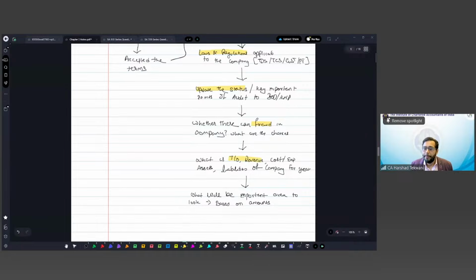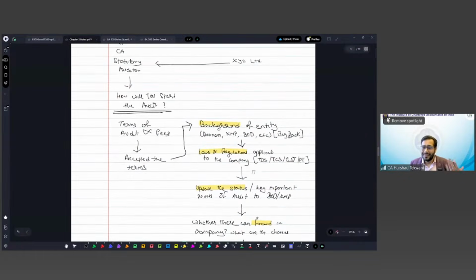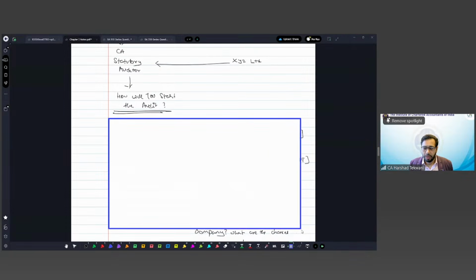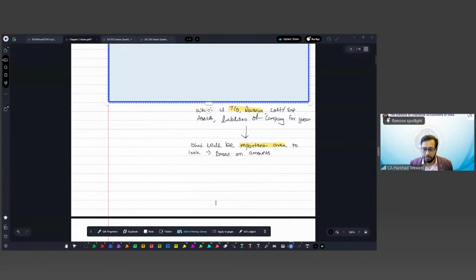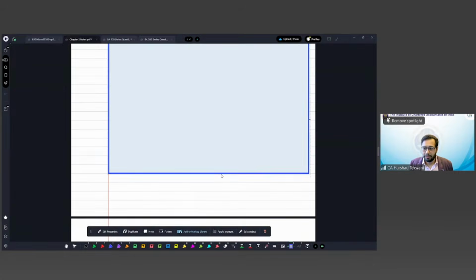Then important areas. You try to understand all these things before the start of the audit or before actually performing the audit. This is after accepting the terms. Yes or no? This is something you do after accepting the terms. Yes, sir. Correct? Now, this whole particular path is nothing but the planning of the audit. Straight away, it's the planning of the audit.